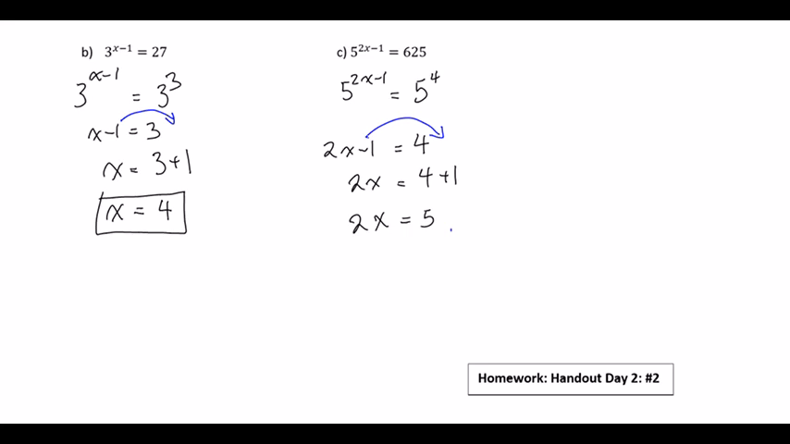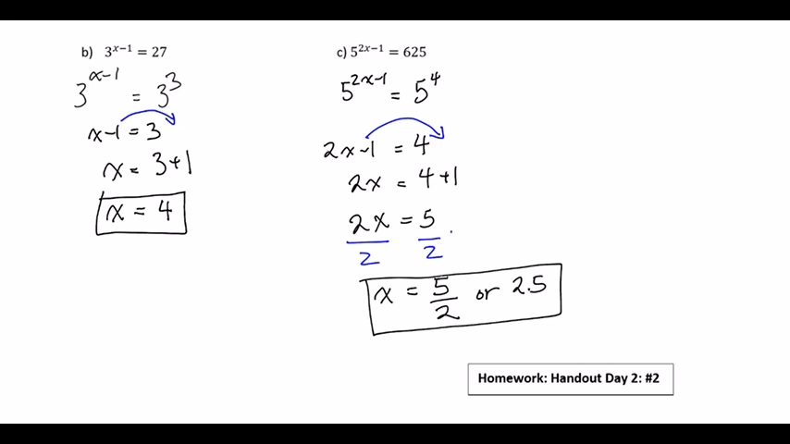So now we must get rid of the 2 on the x, so we divide both sides by 2. And most times in your notes and on your homework you would write 5 over 2. But sometimes I'll ask you for the decimal, or you could write 2.5 as your answer. Both are valid. Now your homework for this part is day 2, and it's worksheet number 2.